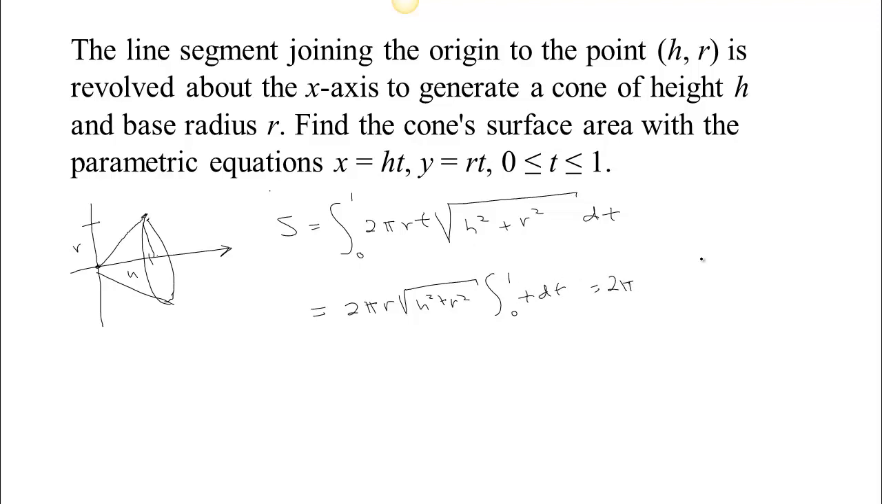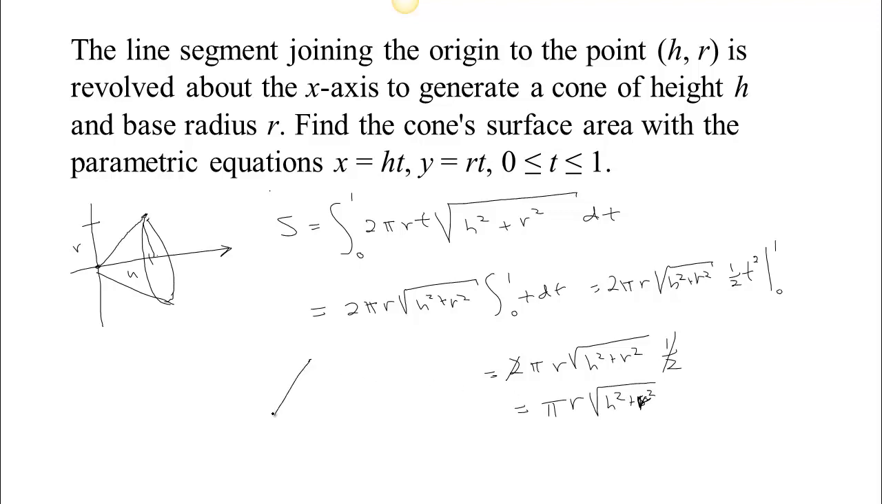And the antiderivative of t is 1/2 t squared, so we have 2 pi r times the square root of h squared plus r squared, and we have 1/2 t squared evaluated between 0 and 1. If we plug in 1, we get 1/2. If we plug in 0, we get 0. 1/2 minus 0 would be 1/2. This 1/2 wipes out that 2. So we have pi r times the square root of h squared plus r squared.